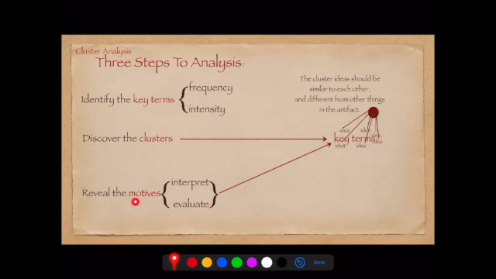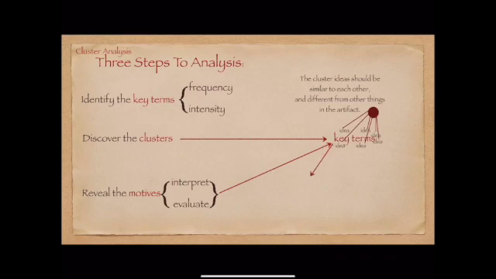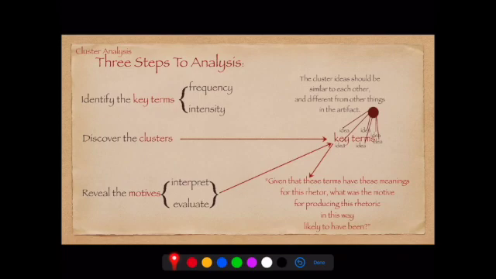And then when we get down to talking about the motives, when we're going to interpret and evaluate, we're going to look at these clusters and begin to see what it is that they mean. And we're going to try to figure that out with that really magic question. Now we can understand that question maybe a little bit better. Given that these key terms have these meanings for this rhetor, how do we know what meaning that key term has? We look at the ideas that keep clustering around it.